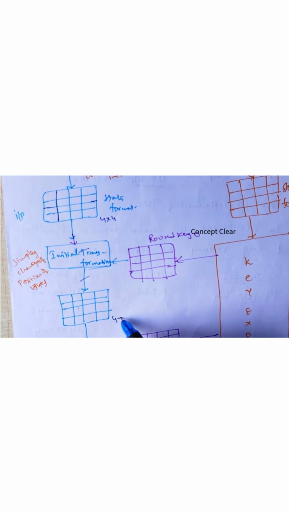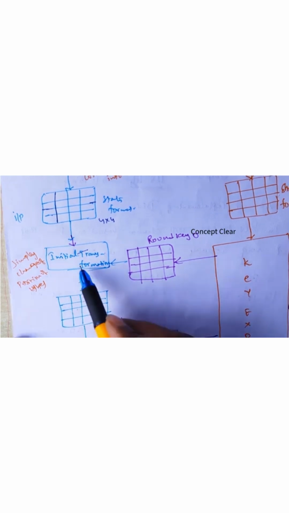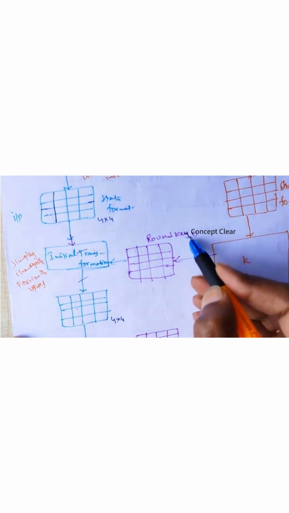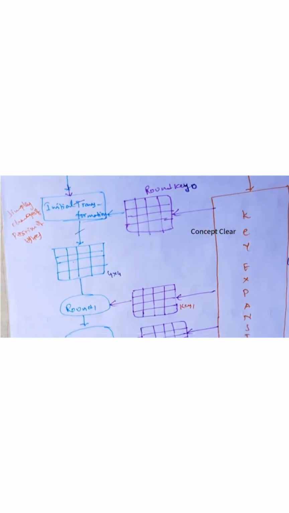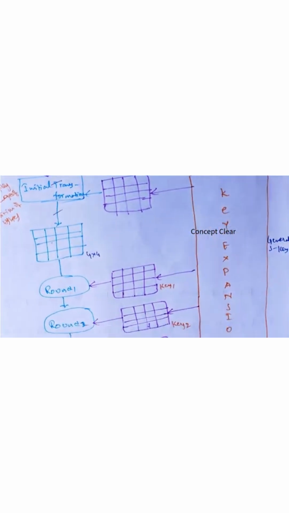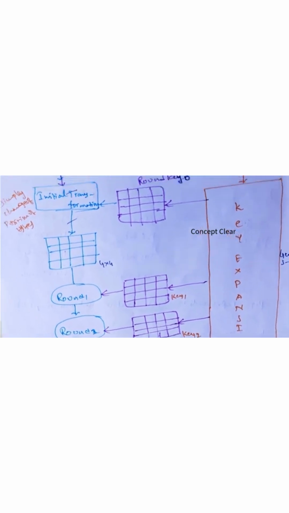After the initial transformation, we again get a 4 into 4 matrix. To perform the initial transformation, we will get round key 0. From where? From the key. See here, from the right side we are taking the key, and the key is also converted into 4 into 4 state format, and then the output goes to the key expansion block. The key expansion block generates the sub keys for each round operation.